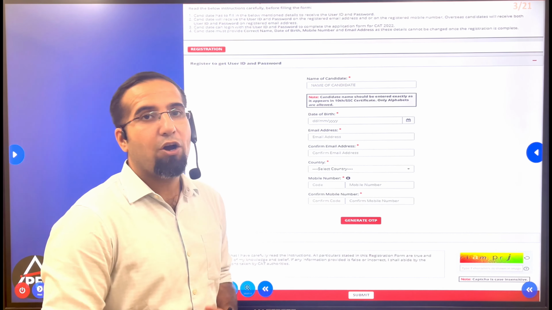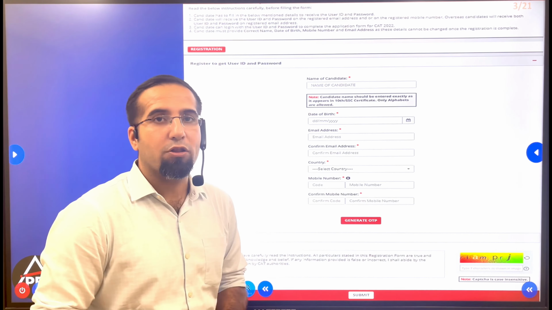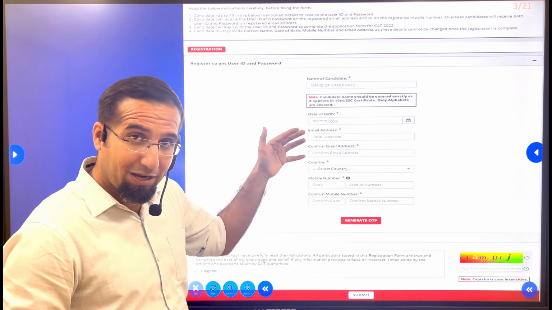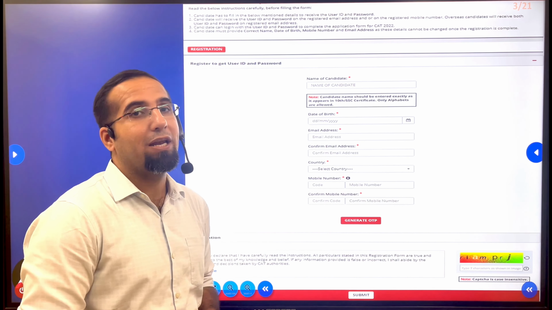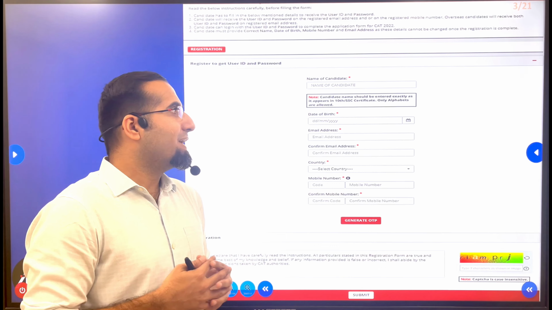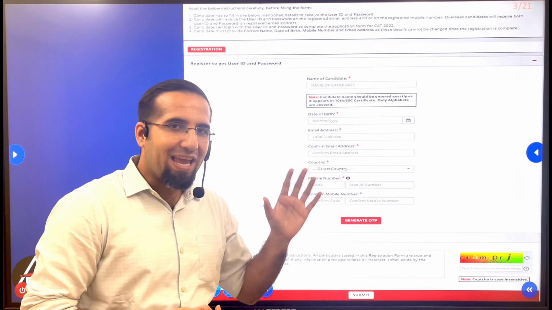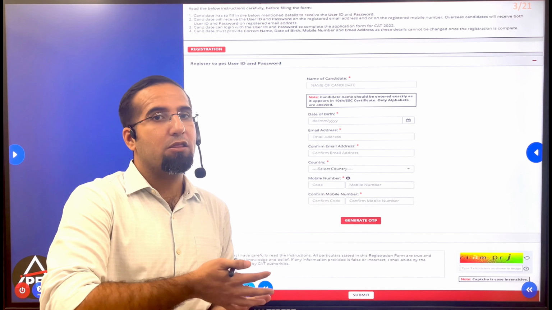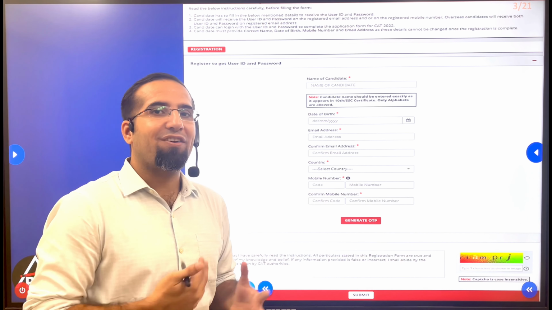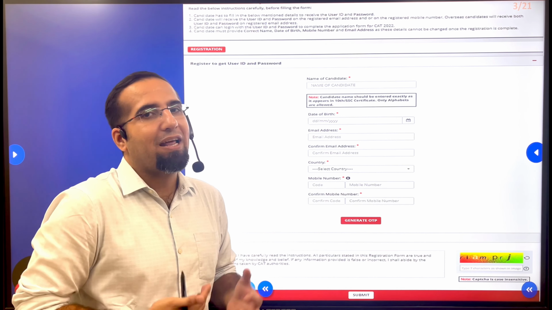Now once you click on that, you get this kind of interface, right? Our mistakes start happening from here itself. The first thing to keep in mind is we are asked the name, our date of birth, our email address, confirming the email address, country and mobile number. The biggest problem I see with a lot of students is the way their name has been mentioned in 10th and Aadhaar. They do not use that as their usual name.